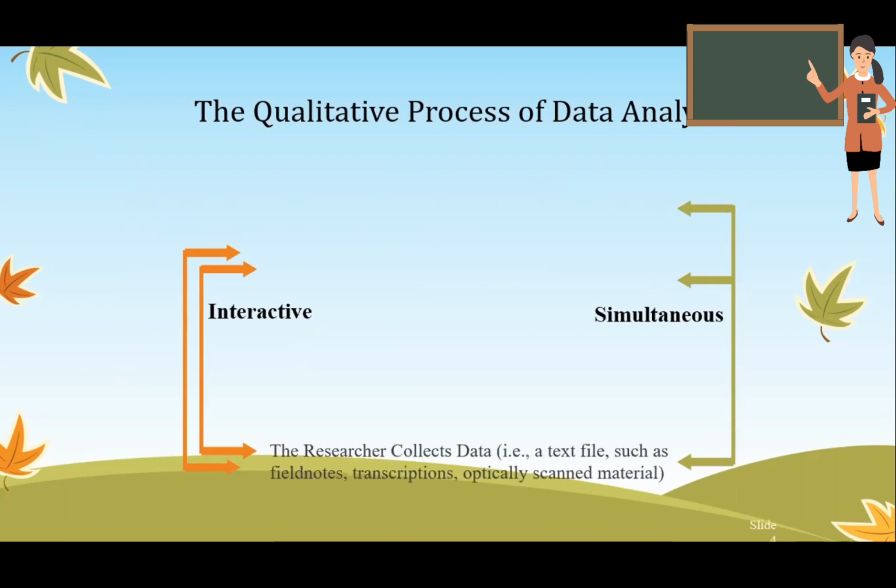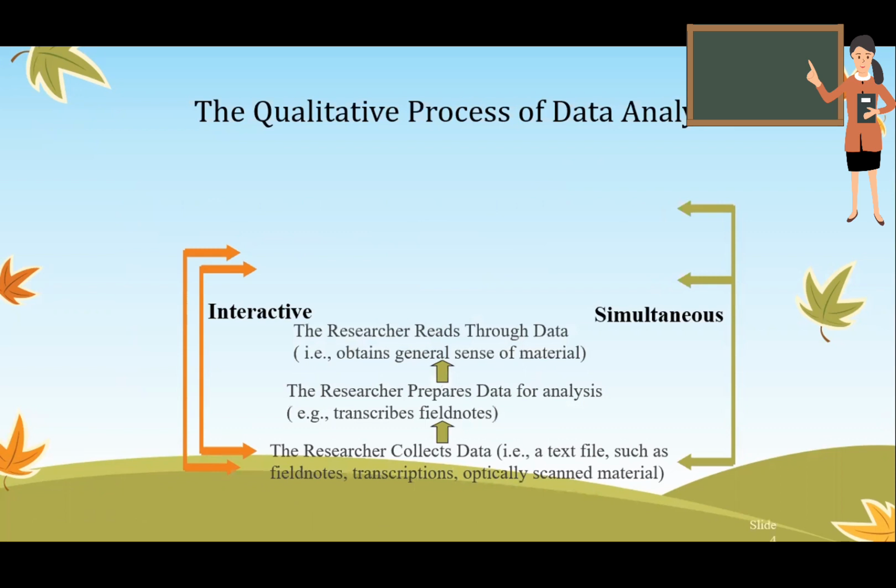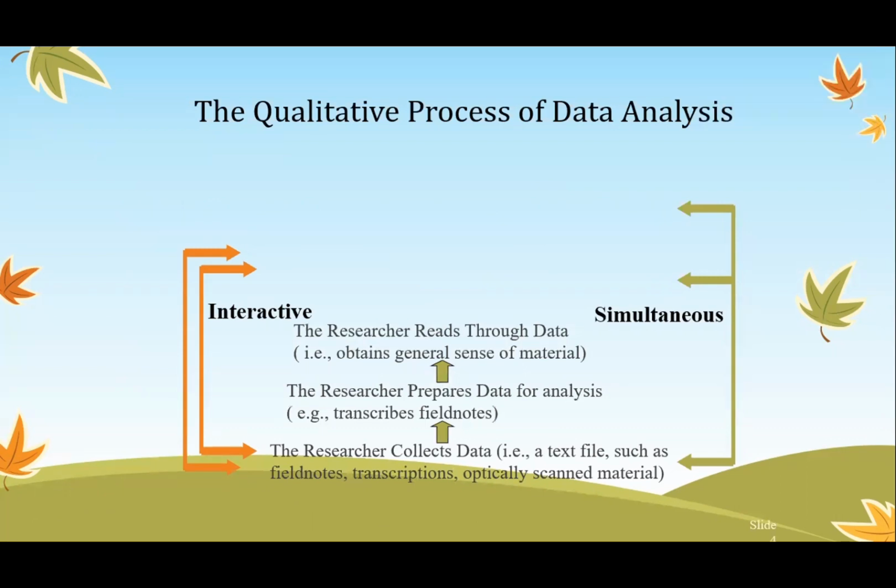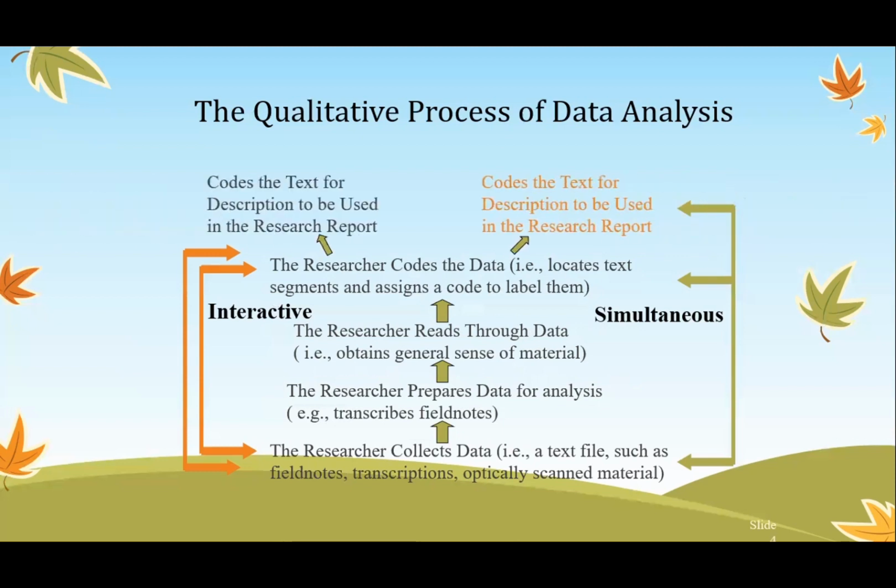So the researcher collects data. It can be a text file such as field notes or transcriptions, optionally scanned materials and others. So the researcher prepares data for analysis. So you have to transcribe the field notes. Then the researcher reads through the data to obtain a general sense of the material. Then the researcher codes the data, for example, locating text segments and assigning a code to label them, and codes the text for description to be used in the research report.